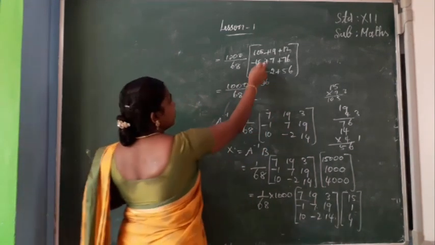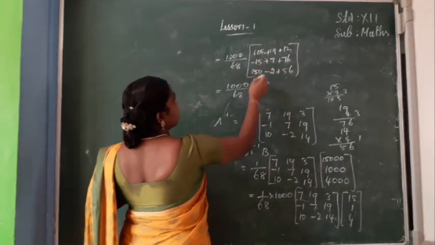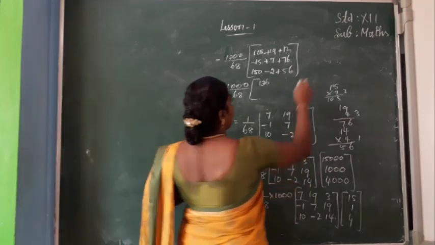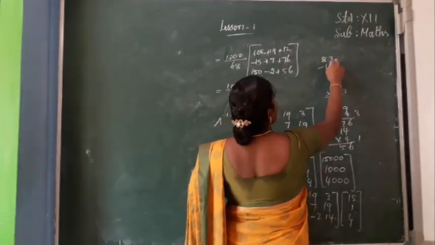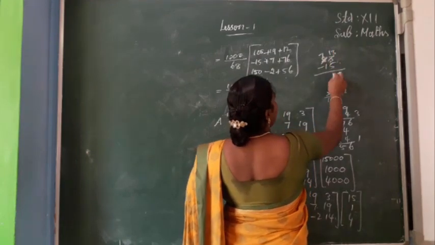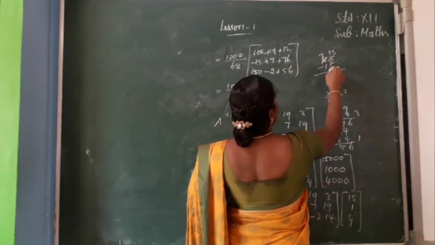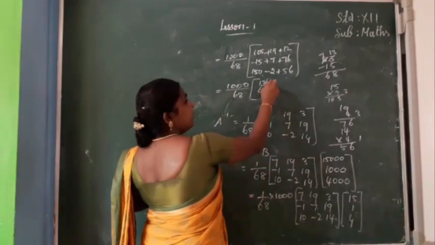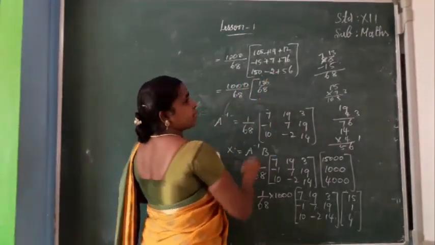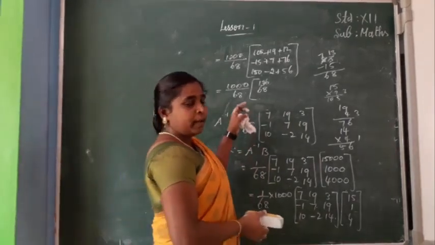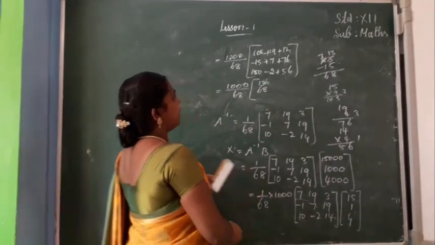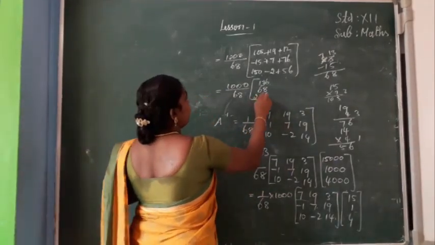Okay, next here 76 plus 7 minus 15. 76 plus 7 is 83. 83 minus 15 is 68. Then 7 minus 1 is 6, so 68. Okay, next one: 150 minus 2 plus 56. That is 150 plus 56, that is 206. 206 minus 2 is 204.